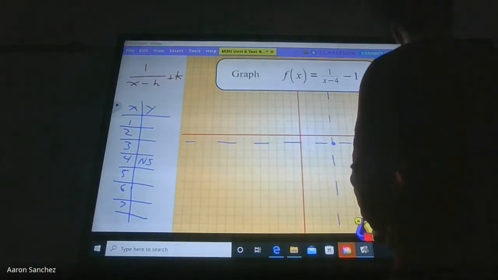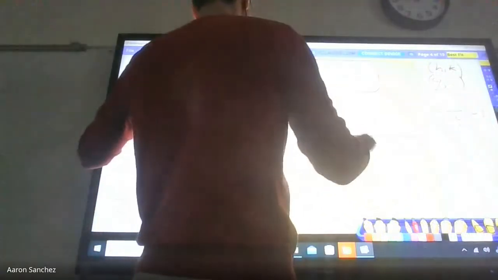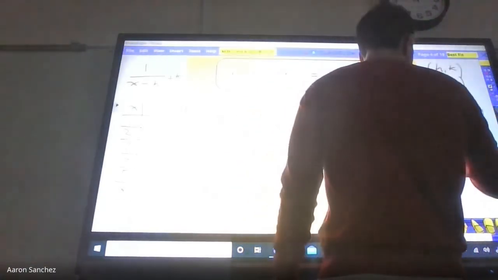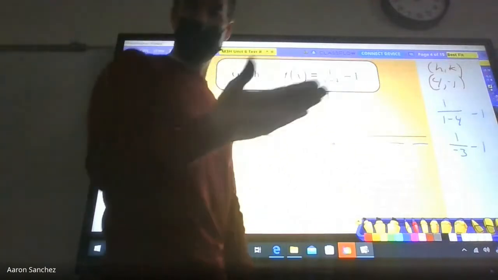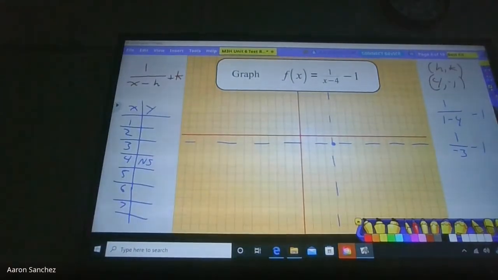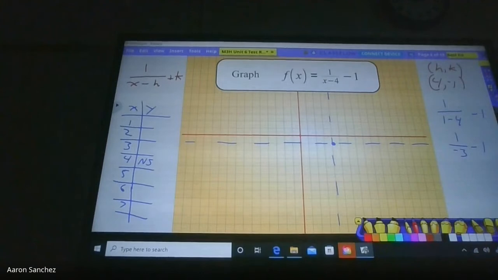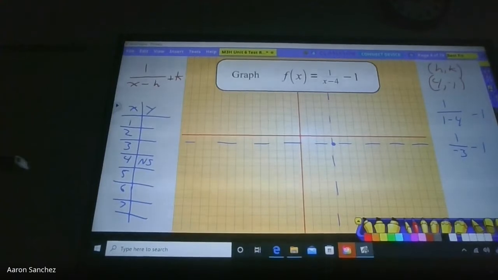1 over 1 minus 4, minus 1. So I plug in 1 for my x, and I say 1 over negative 3 minus 1. So do 1 divided by 3 and then subtract 1. I'll do that on my calculator. So you can do that, and you get a decimal. That's fine. Actually, I'd rather have a negative. It's easier if you do a negative, but just plug it in your calculator. It would be negative 1/3 minus 1. That's fine.